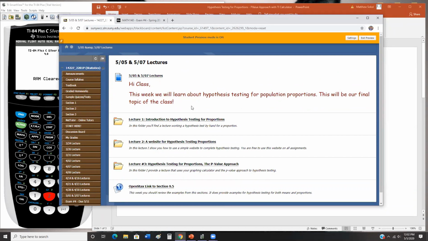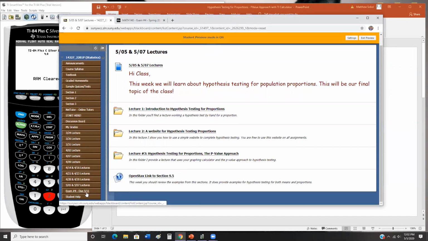So last week we learned about hypothesis testing for a mean. This week what we're going to do is learn about hypothesis testing for proportions. So it's still the same five-step process. That's good, and we're going to rely heavily on our calculator and that p-value approach to solving, so it's going to be pretty straightforward.